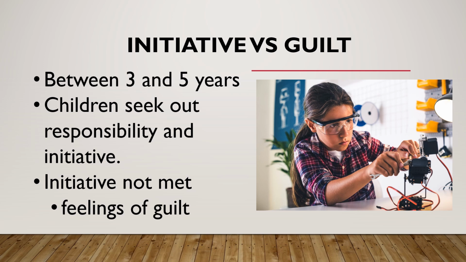And then the other one is initiative versus guilt. This stage occurs between 3 to 5 years of age. At this age, children seek out responsibility and initiative. If the drive toward initiative is not met, feelings of guilt ensue. In this stage, children develop a sense of initiative or may experience guilt about their actions. For example, someone like Sam eagerly joins a sports team, embracing new challenges with enthusiasm. His initiative fosters confidence and a sense of purpose.